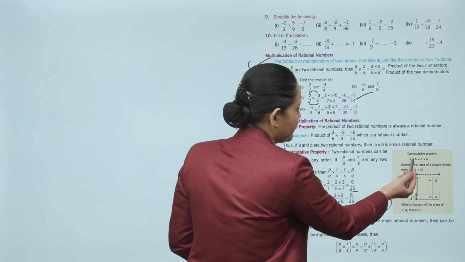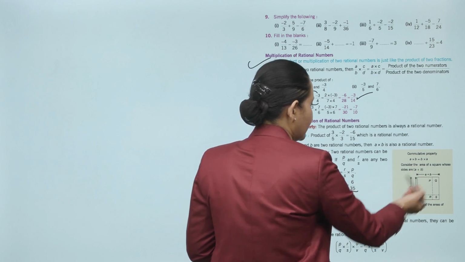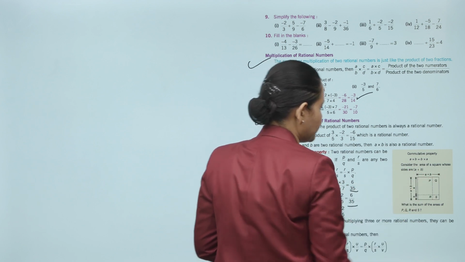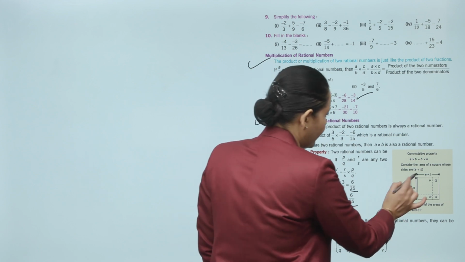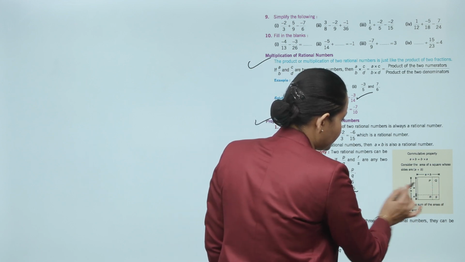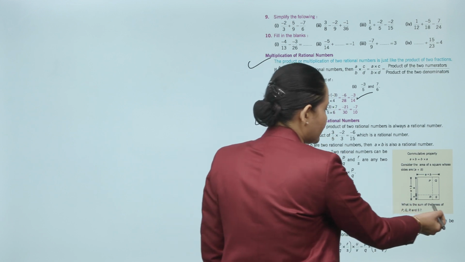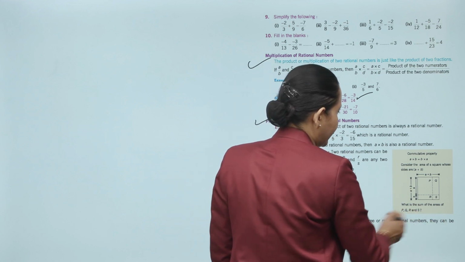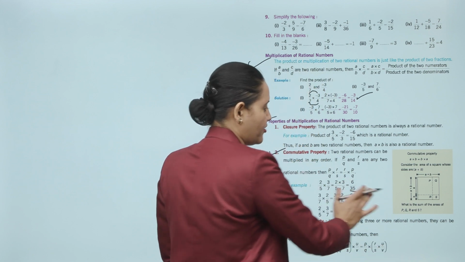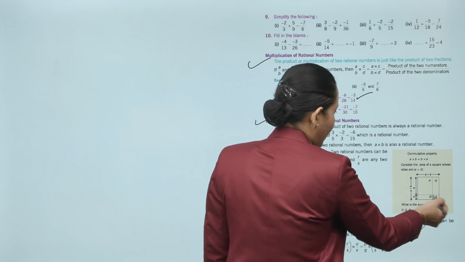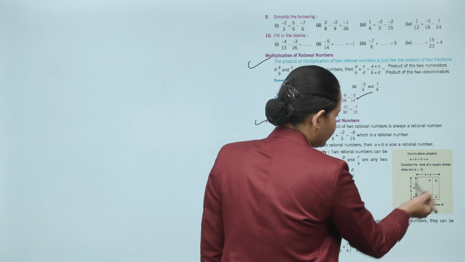Next, here the commutative property explained. a into b equals b into a. Consider the area of a square whose sides are a plus b. So here, how much is this? The whole a plus b, and this side is also a plus b. What is the sum of the areas of p, q, r, s? So you have to find the area of p, q, r and s. What will be the area of p?